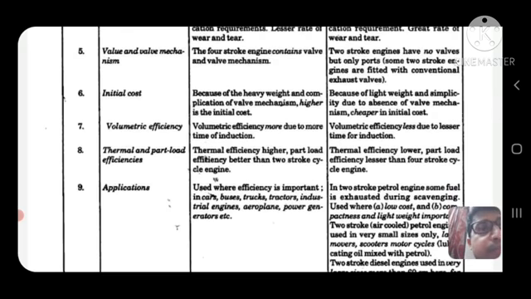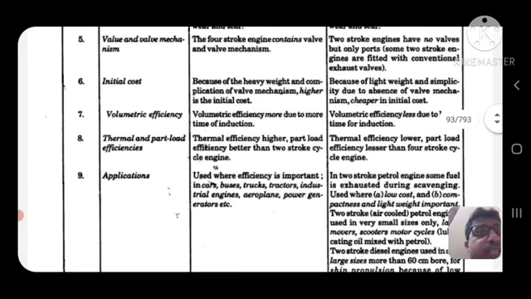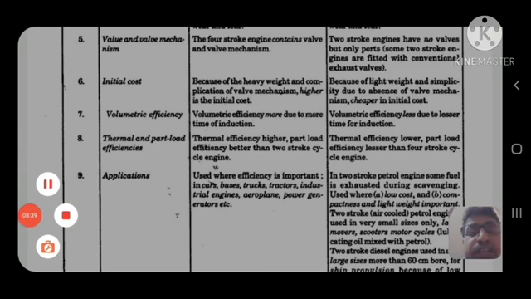Valve mechanism. The 4-stroke engine contains valves and valve mechanism. 2-stroke engines have no valves but only ports. Some 2-stroke engines are fitted with a conventional exhaust valve. Because of the heavy weight and complication of valve mechanism, higher is the initial cost. Because of light weight and simplicity due to absence of valve mechanism, cheaper in initial cost.